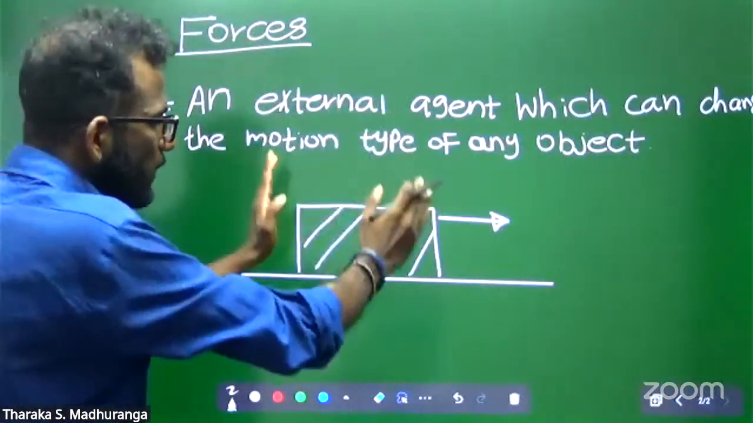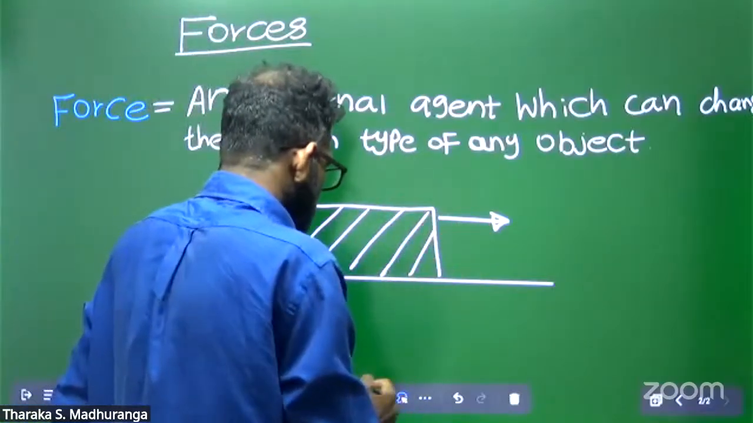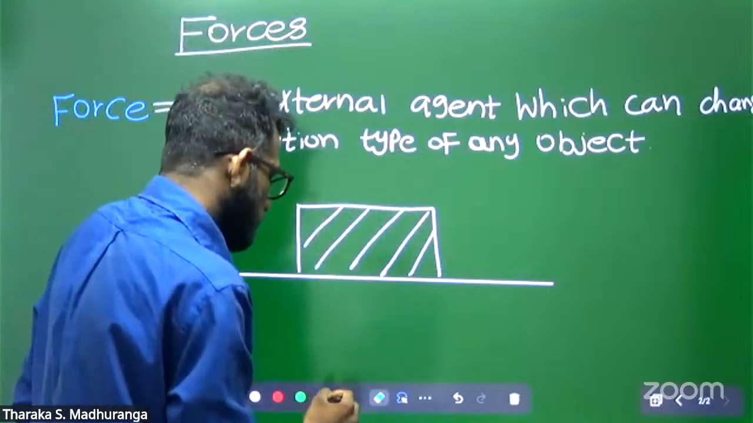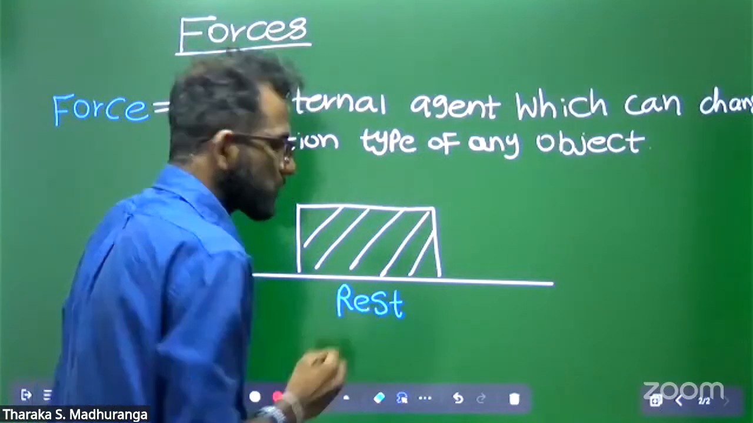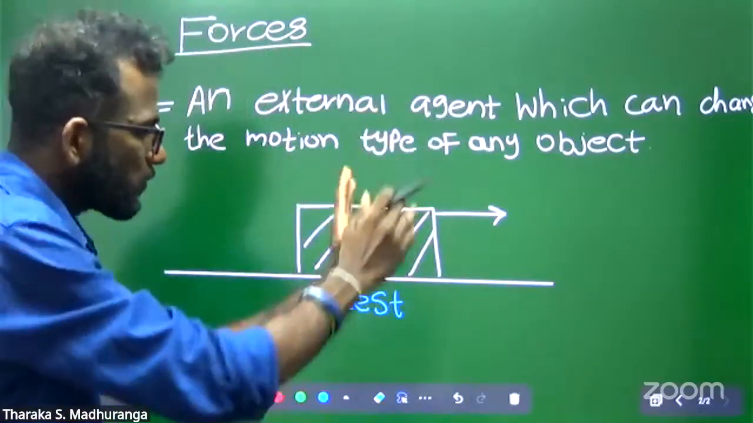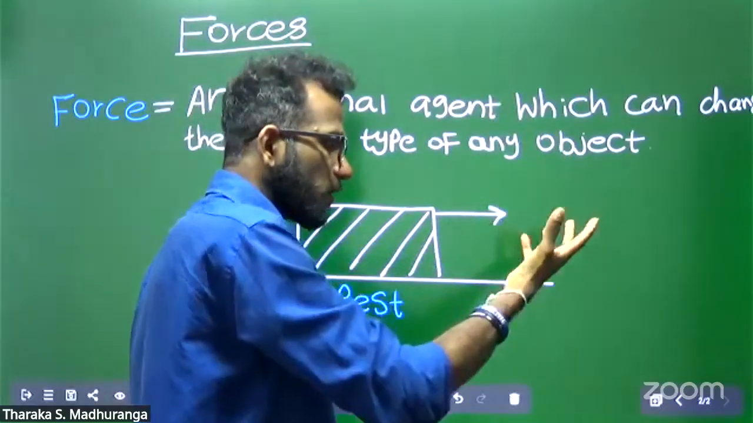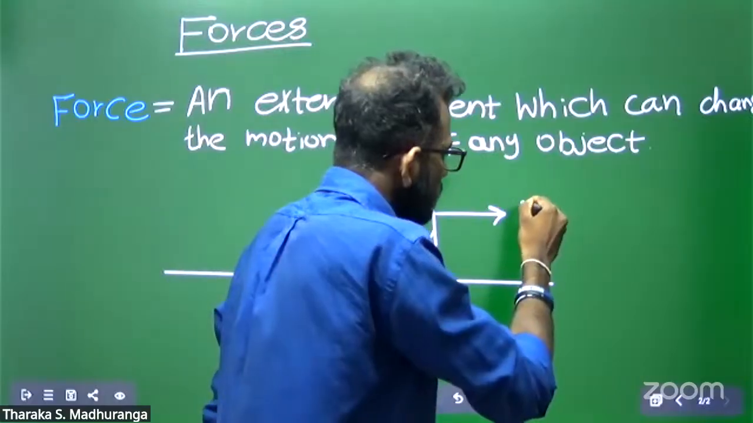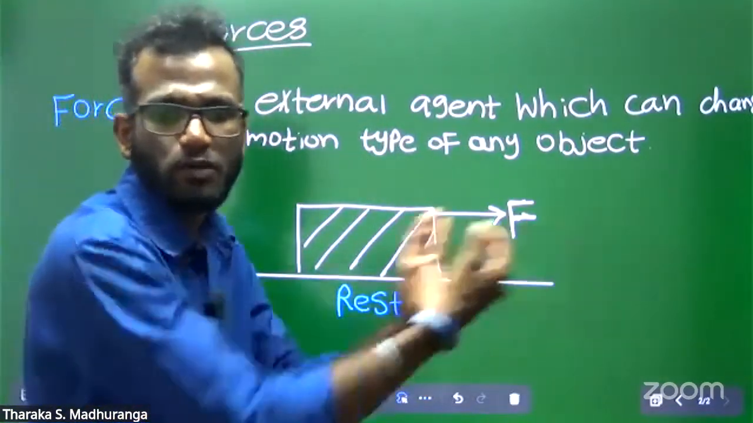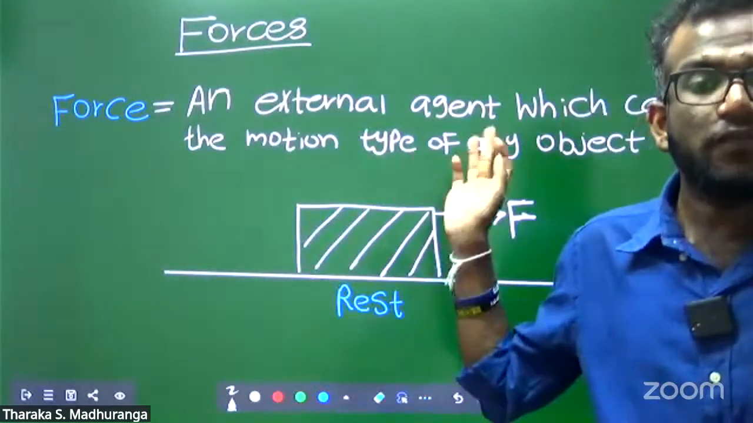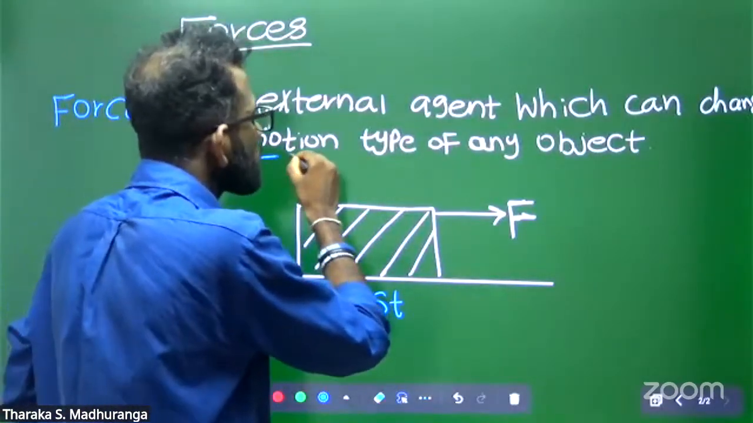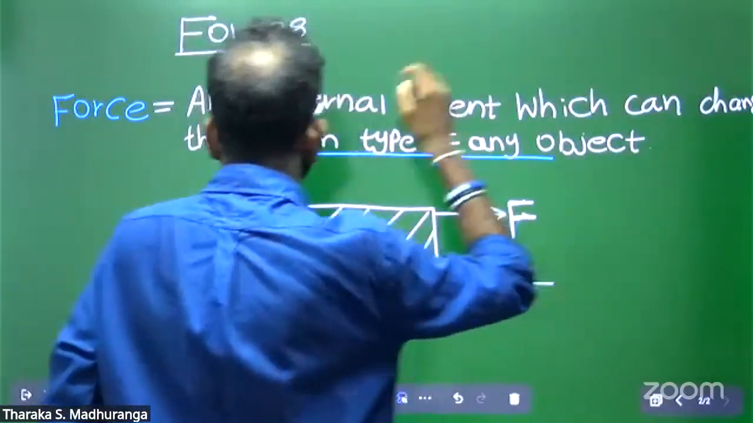Before we apply this external force, think the object is at rest. The object is not moving. When we apply an external agent that we call force, we can move this object. Then that external agent is the force. Then you can see the motion type is changing. Force changes the motion type of any object.